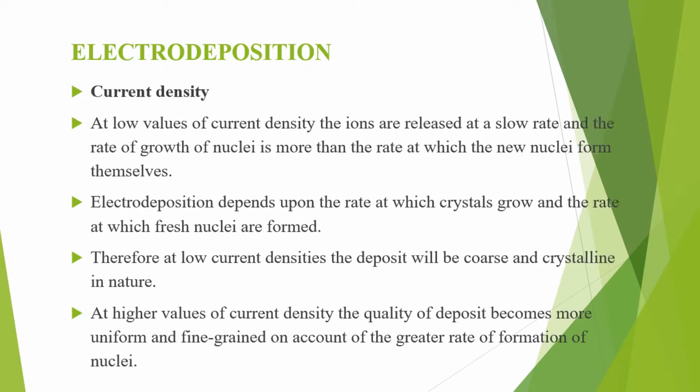They are: first factor is current density. At lower value of current density, the ions are released at a slower rate, and the rate of growth of nuclei is more than the rate at which new nuclei are formed. Electrodeposition depends upon the rate at which the crystal grows and the rate at which fresh nuclei is formed. Therefore, at lower value of current density, the deposit will be coarse and crystalline in nature. Whereas, at higher value of current density, the quality of deposit becomes more uniform and fine grained due to greater rate of nuclei formation.